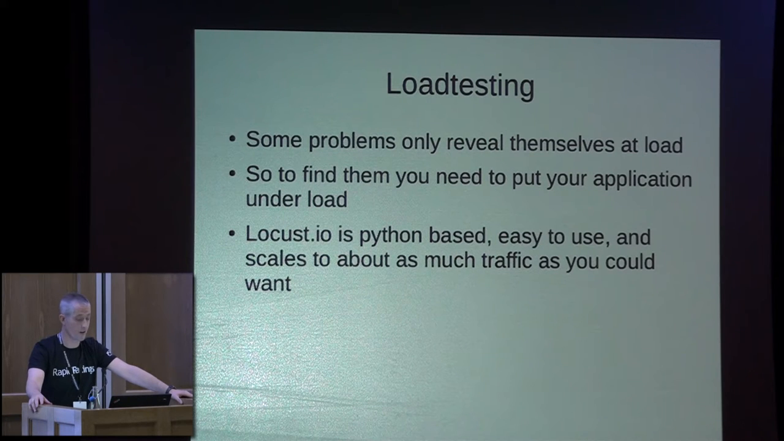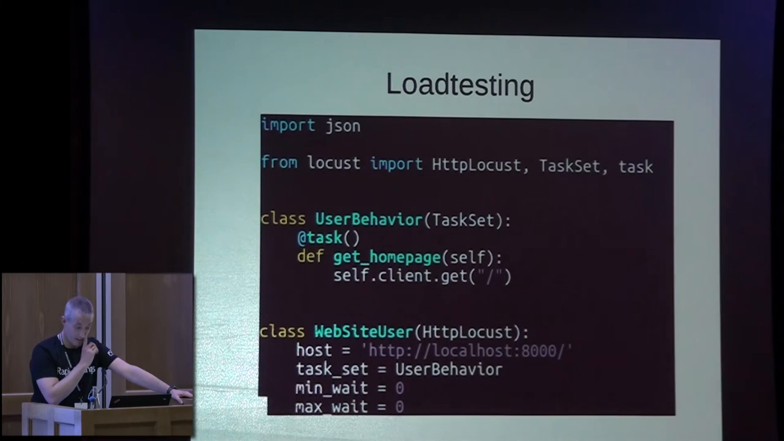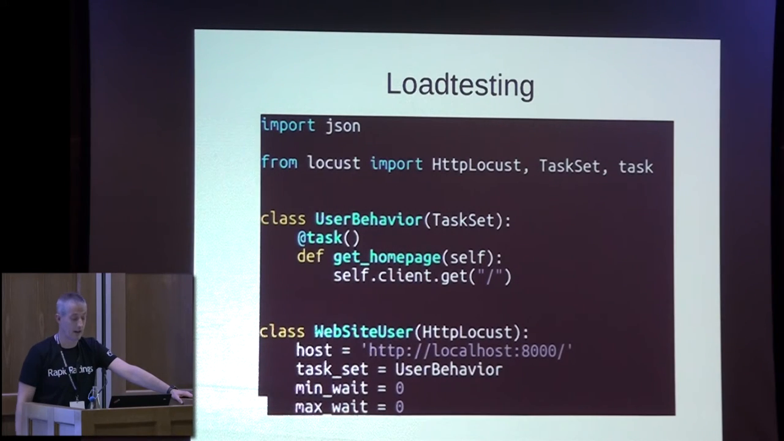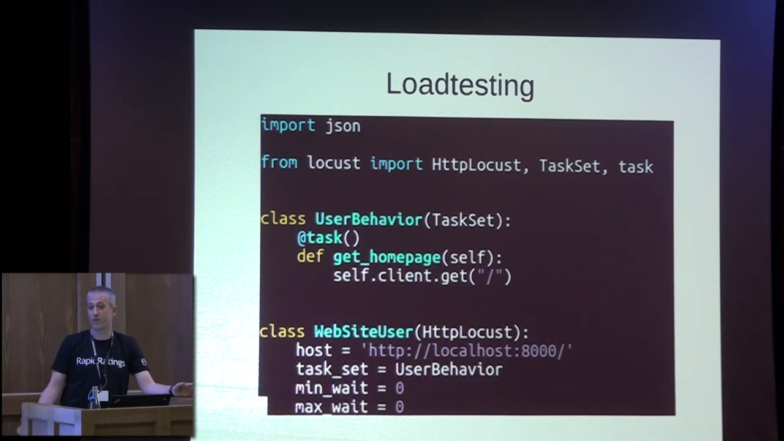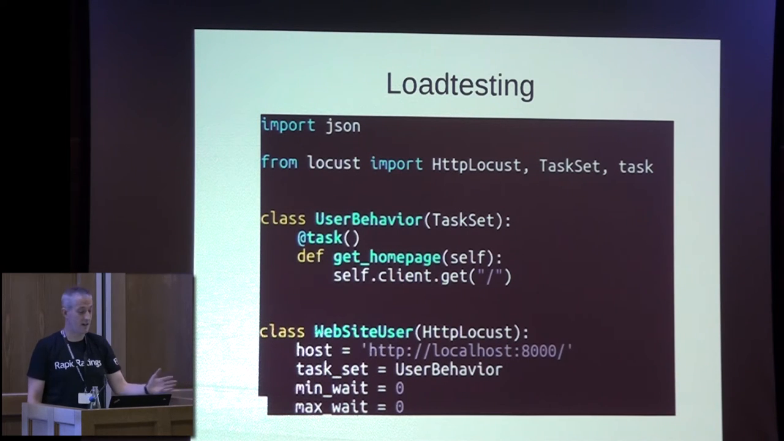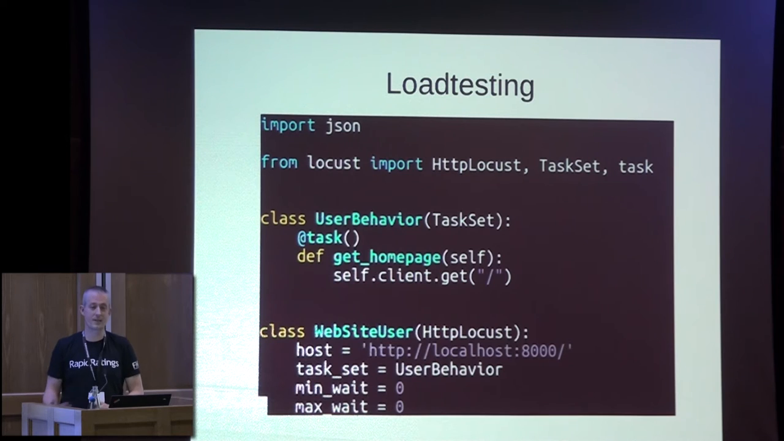You can get it at locust.io. It's really easy. It's like writing unit tests. This is about as simple a Locust load test as you can possibly get. Essentially, it's just getting the / URL. You can see the task with the get home page. You can put as many steps into the task as you want. You can order them. You can weight them.